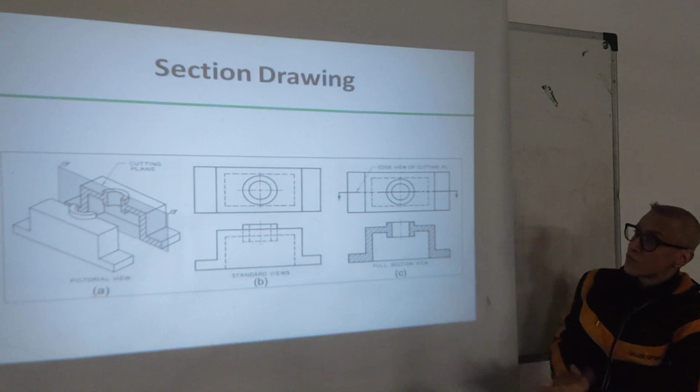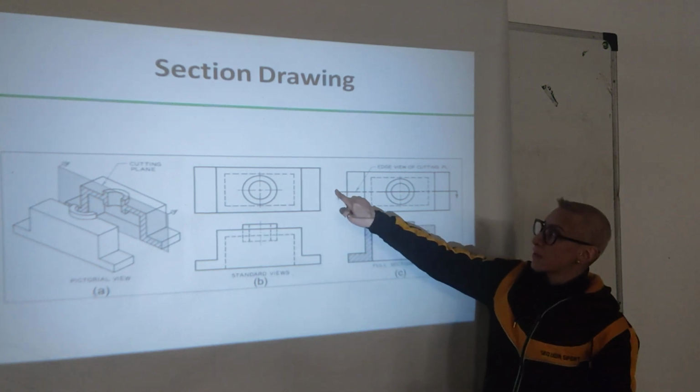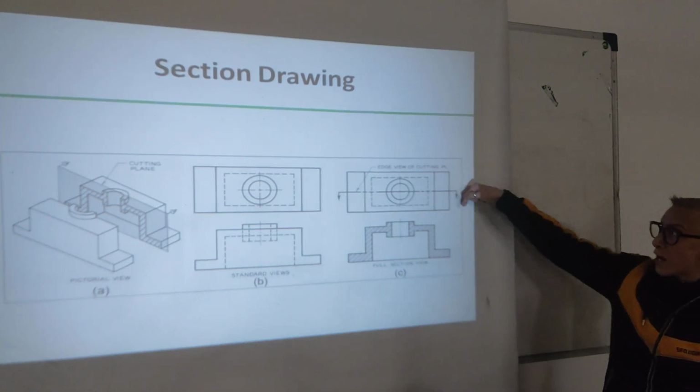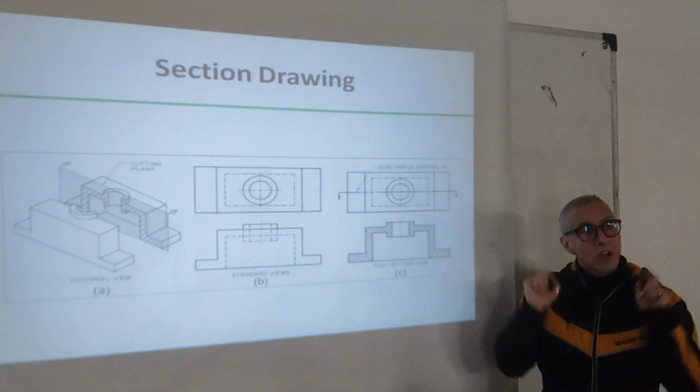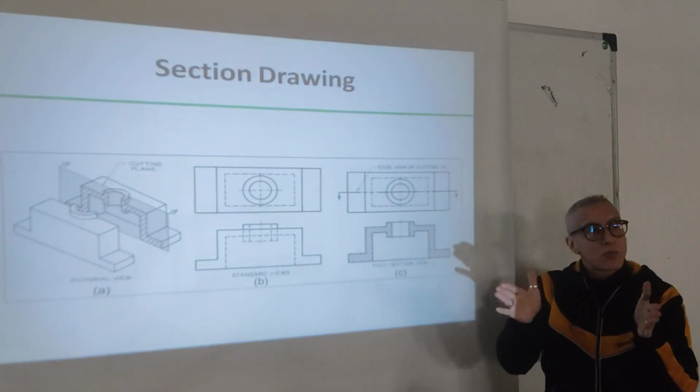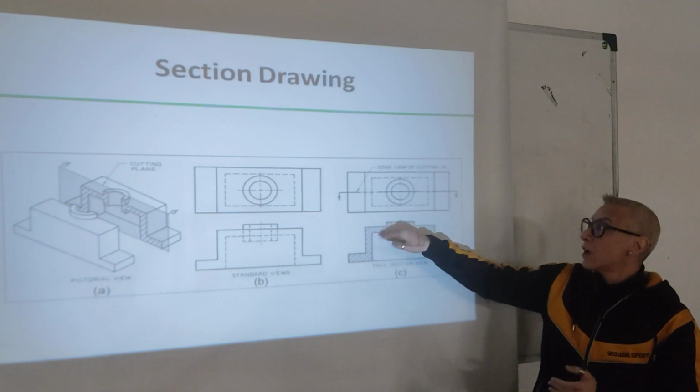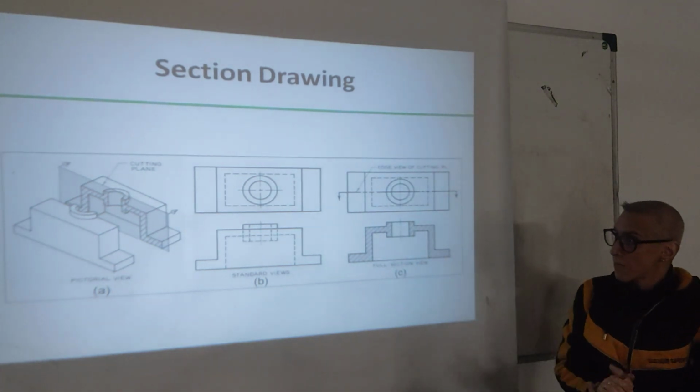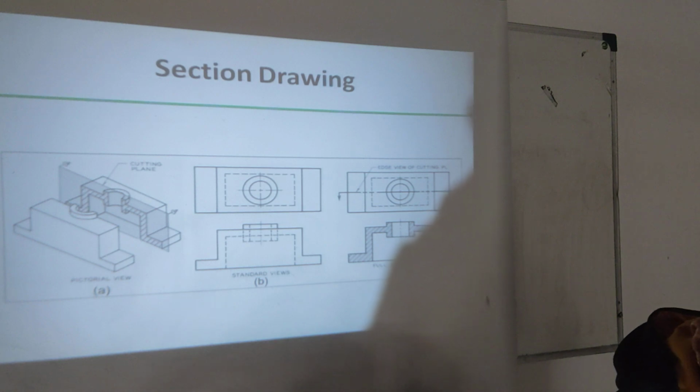For now, we need to understand that a cutting plane line, okay, has arrows. The direction in which the arrows point means this is the part we are keeping, this is the part we are drawing. The other part gets deleted, okay?